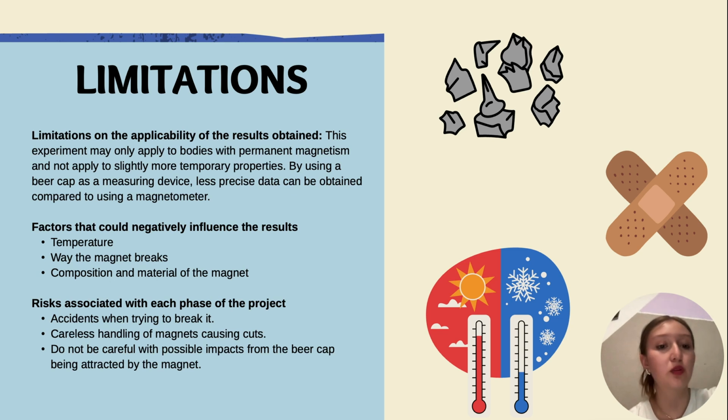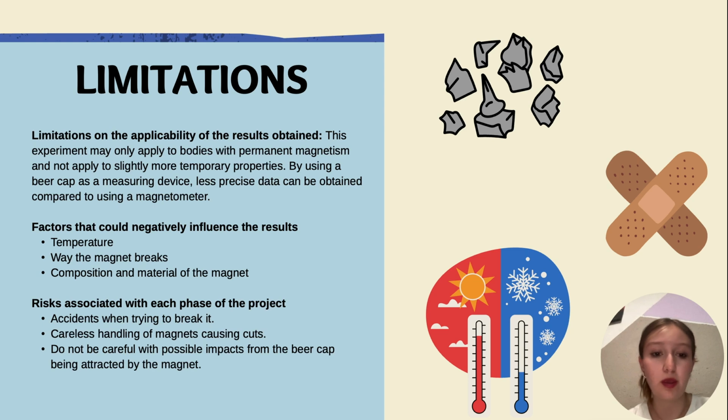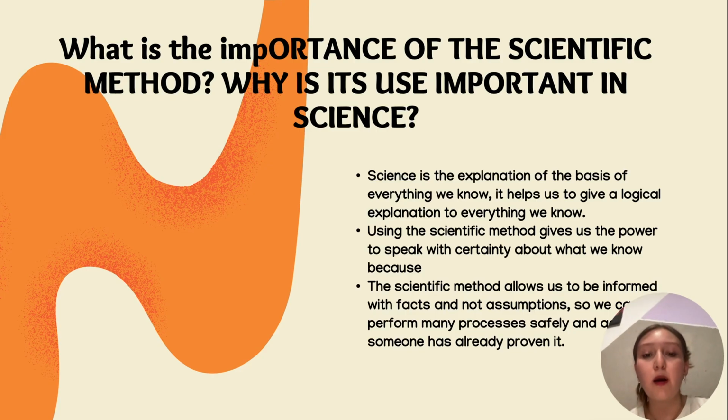The factors that could negatively influence could be temperature, where the magnet breaks, and composition. Some risks are accidents, careless handling, and not being careful with possible impacts from the beer cup being attracted by the magnet. Science is the explanation of the basis of everything that we know.